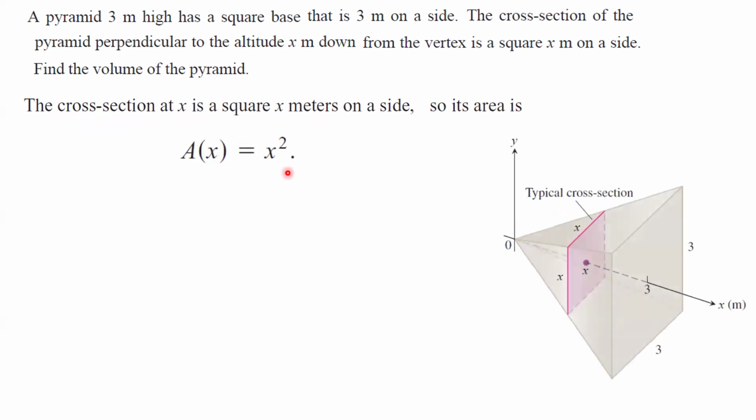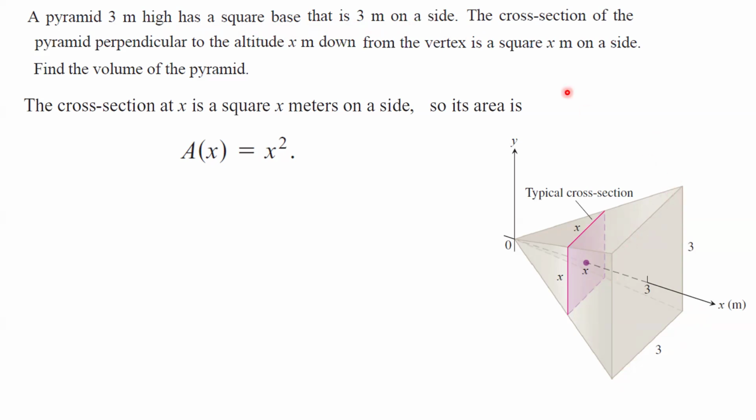Take a look at this visualization. Here you have a pyramid. Based off of the information from the example, you know that it has 3 meters in height. So from 0 to 3, you have the height of this pyramid. It also has a square base that is 3 meters on a side. So you have the square base, which is basically this base down here.